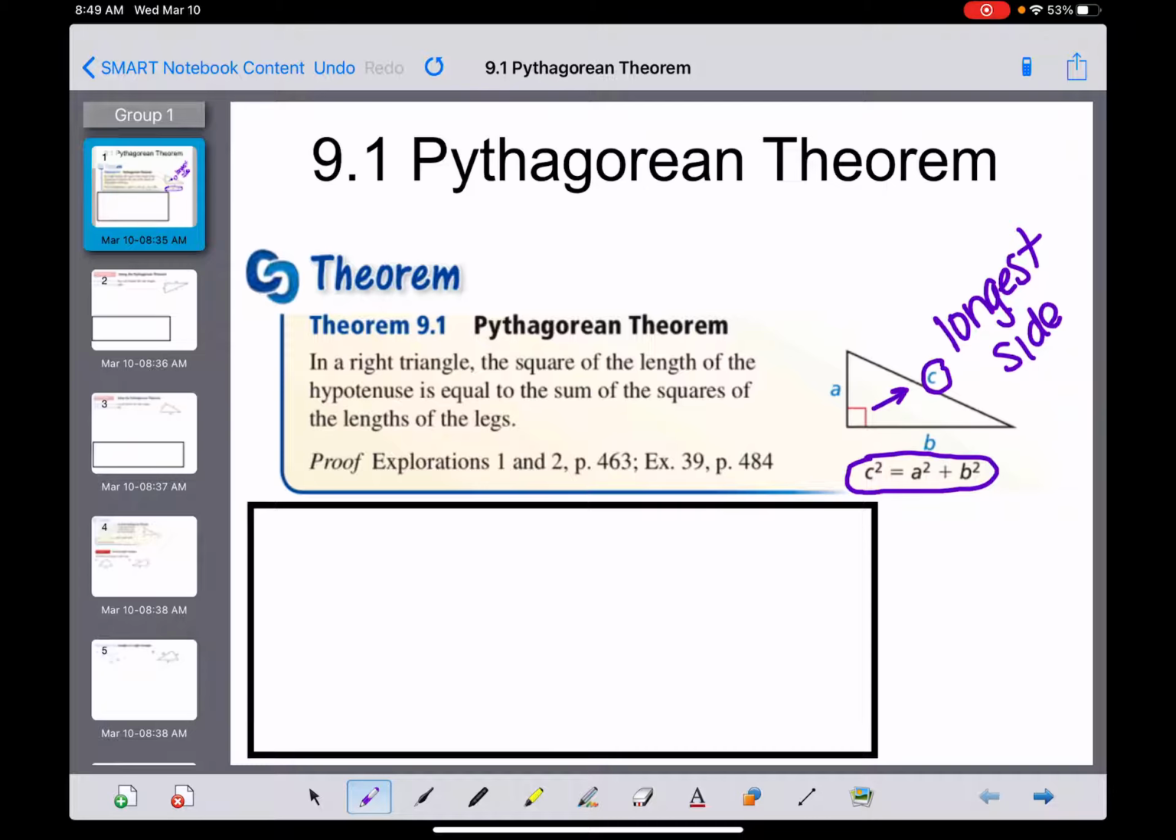The other two sides are called the legs, and A and B can be changed back and forth. It won't make a difference. C, it cannot, because it has to be the longest side.